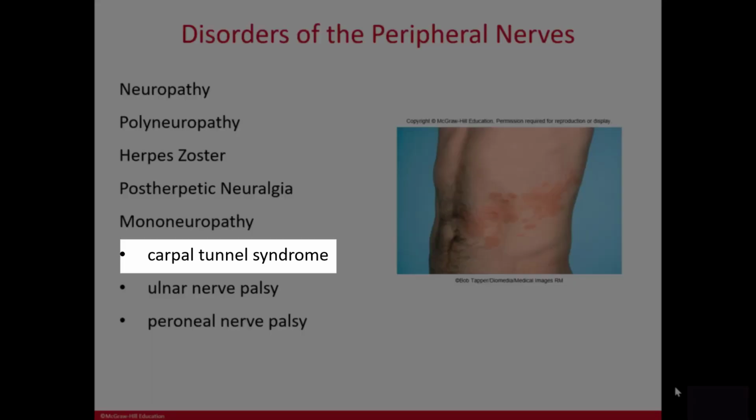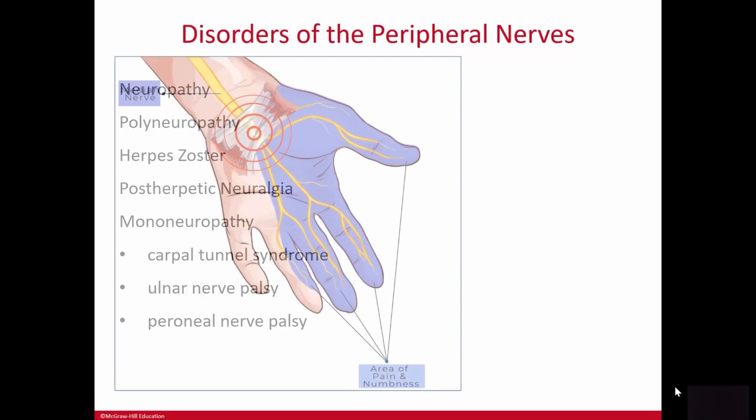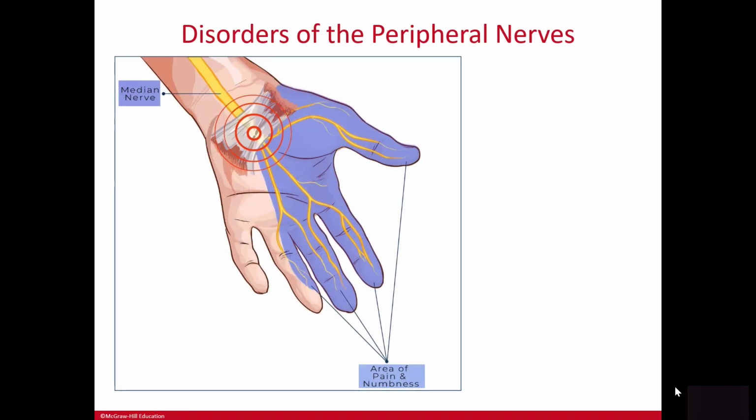Carpal tunnel syndrome is compression of the median nerve in the wrist, often from repetitive wrist movements. Symptoms include numbness, pain, and tingling.